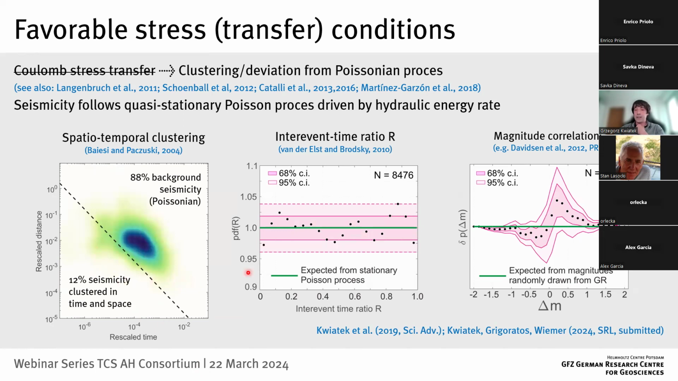Likewise, we tested other statistics, and we found that inter-event times and magnitude distribution in time follow what is expected from a quasi-stationary Poissonian process. As for the inter-event time ratio, basically the occurrence of events in time is following the Poissonian process. And in case of the magnitude correlation, the sequence of magnitudes is behaving like randomly drawn from the Gutenberg-Richter distribution.